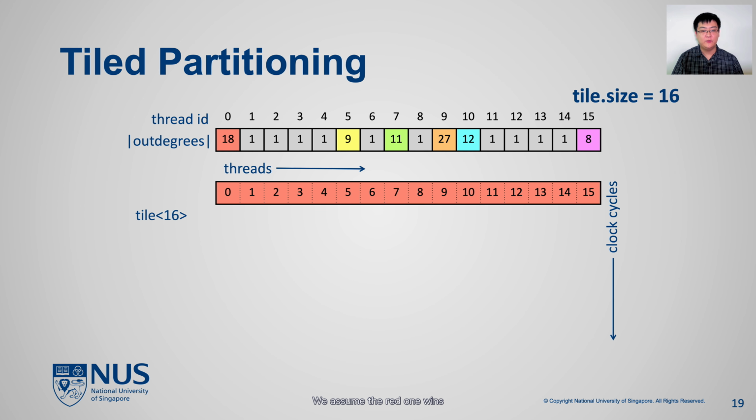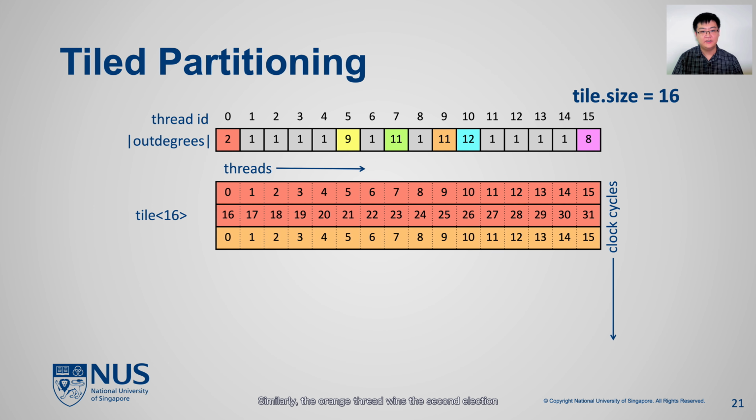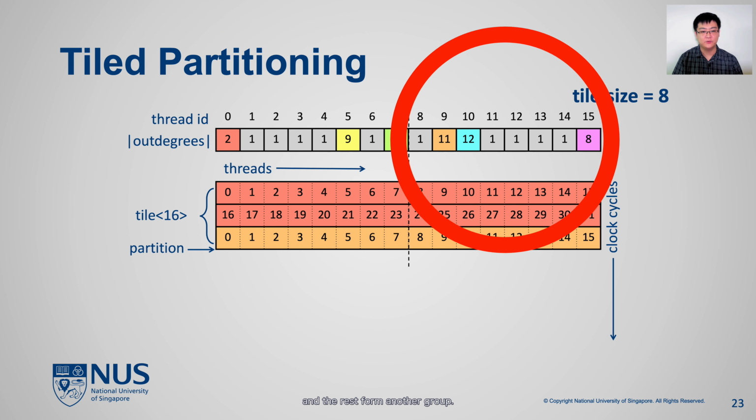We assume the red one wins, so that all the 16 threads will cooperatively handle the red thread's neighbors, until the rest of the neighbors of the red thread to be handled are fewer than the tile size. Similarly, the orange thread wins the second election, as there are no other candidate threads, and 16 out of its 27 out-degrees will be consumed. After that, the tile will be partitioned.